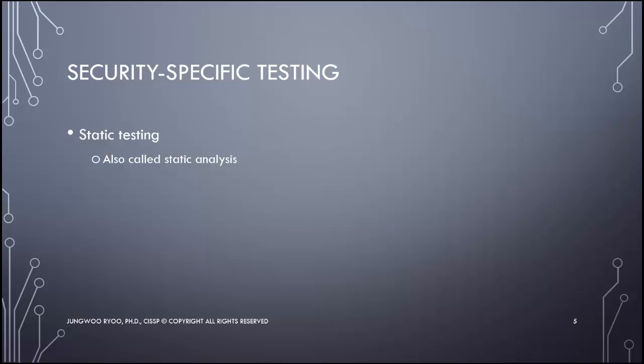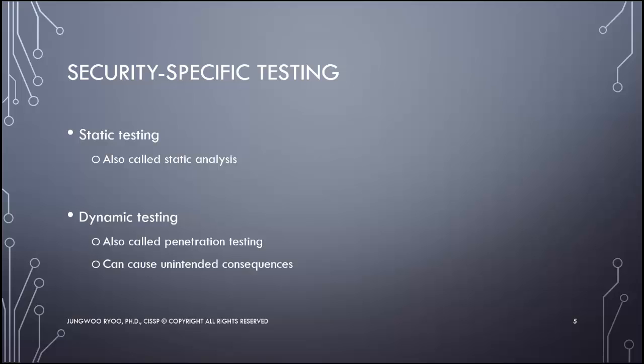So that's why you have another form of security testing, called dynamic testing, also called penetration testing, and this is mainly done when the software is up and running, and the testers will try different things to see if they can exploit any sort of vulnerabilities found in the software. However, this type of testing can also cause some unintended consequences, such as disruption of service or bringing down the software itself so that the business is somehow disrupted.